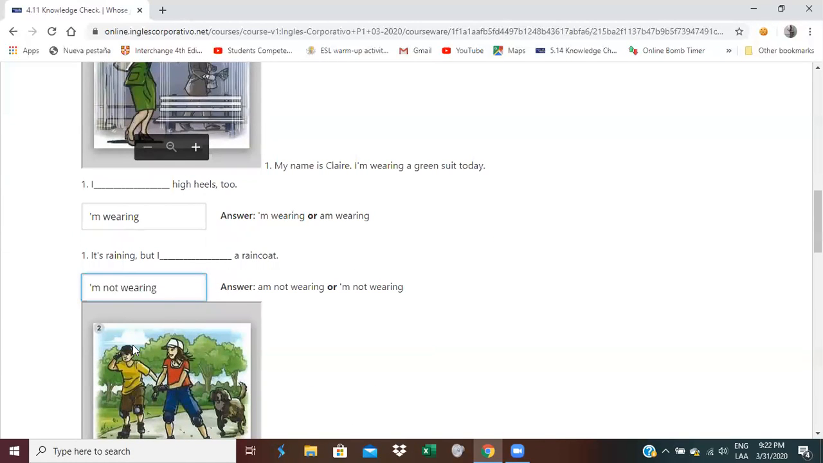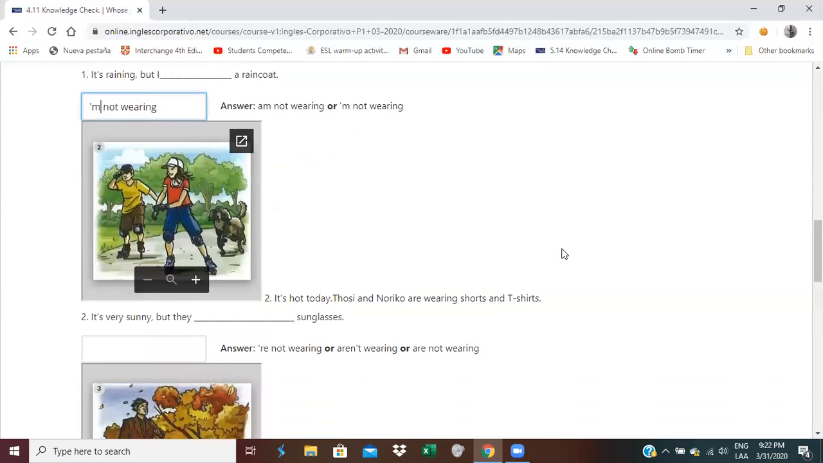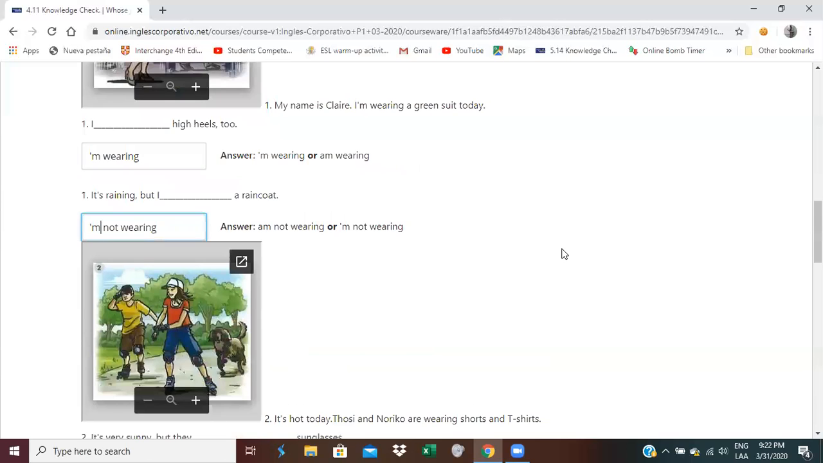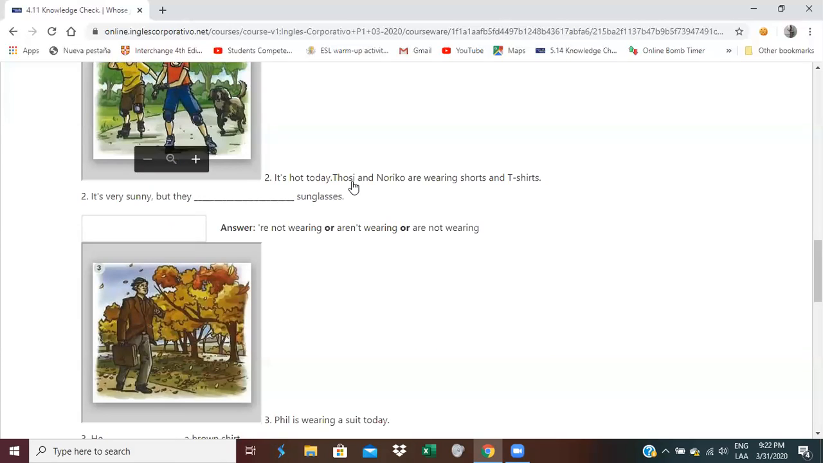Can you see my screen? Yes. All right. Number two. It's hot today. Toshi and Noriko are wearing shorts and t-shirts. It's very sunny, but they're not wearing sunglasses.